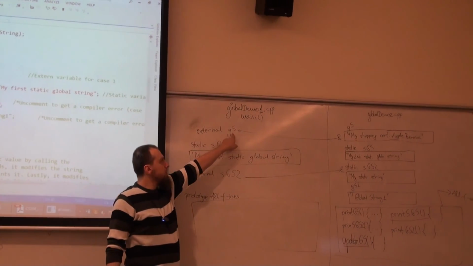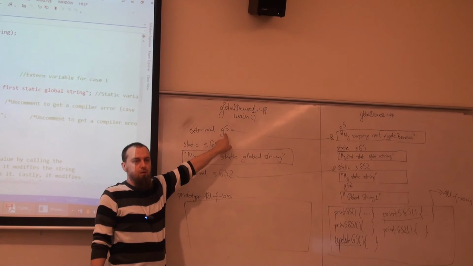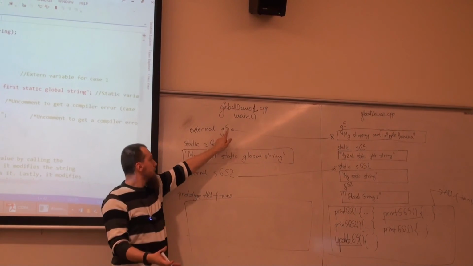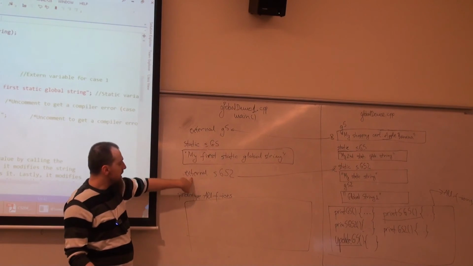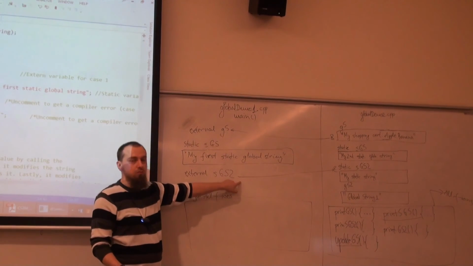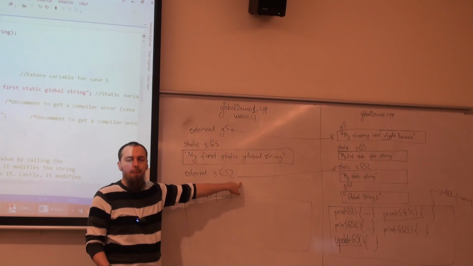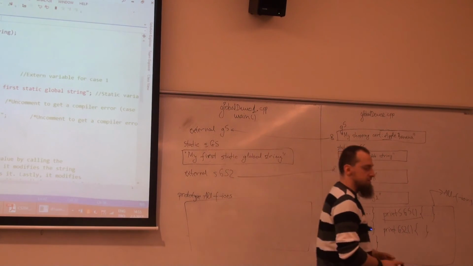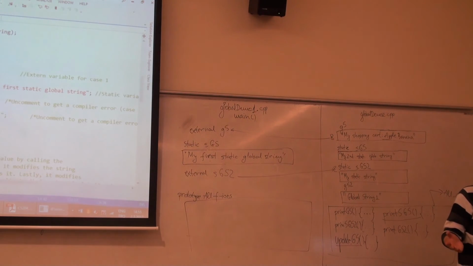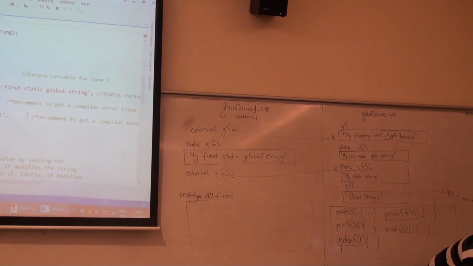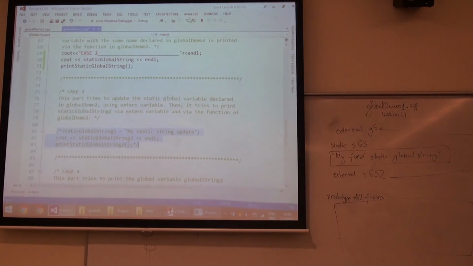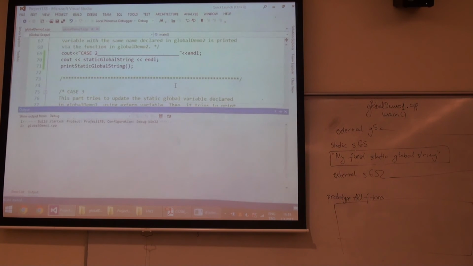This global string was not a static one, so we could reference it externally. But this guy here is a static string. Can we do that or no? You say why not? Let's see what the compiler says, because no one cares about what you think. Okay. So let's go and uncomment this part here, and let's see whether it's working or not.